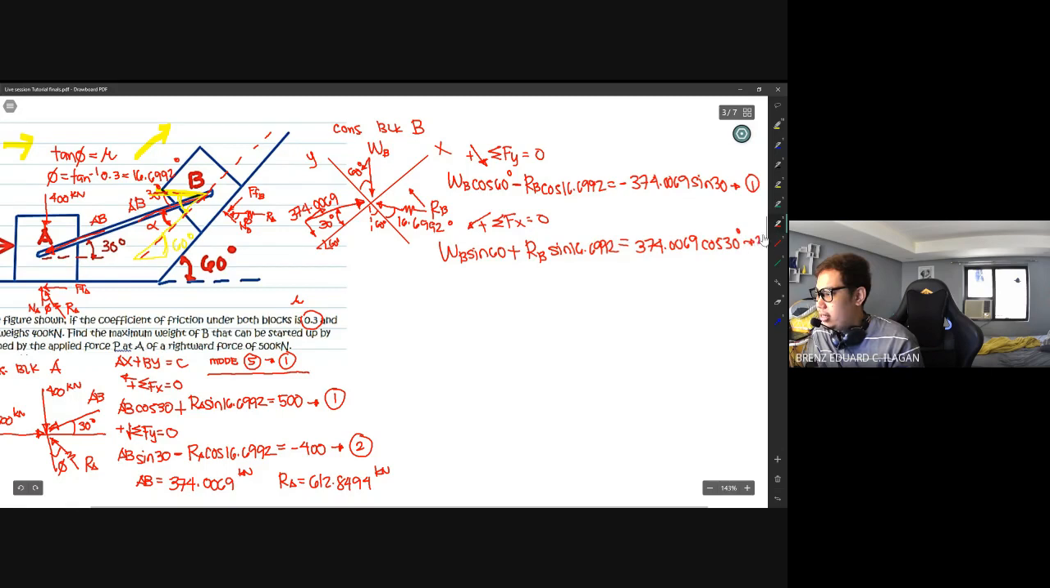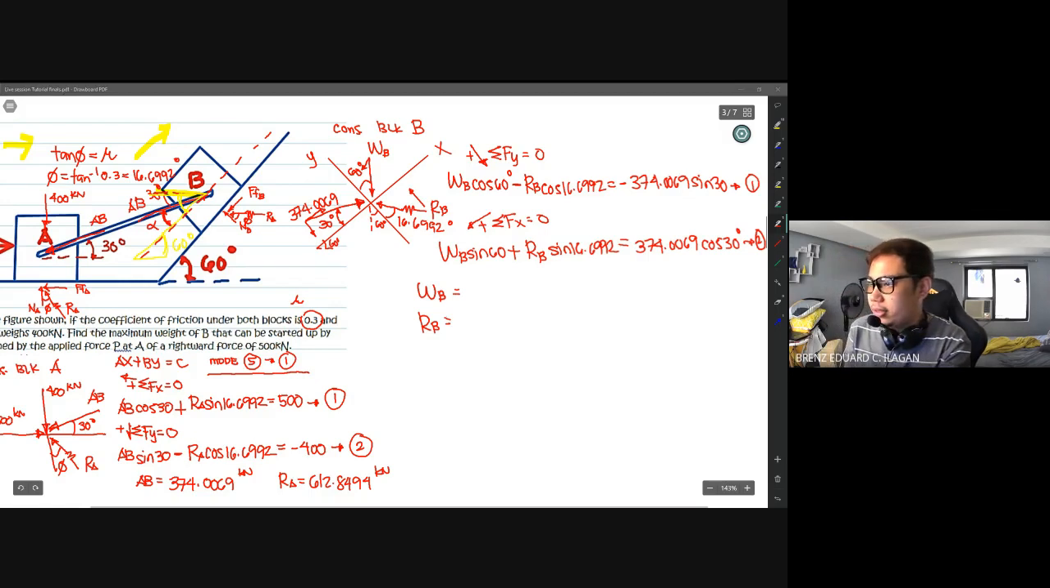Ayan. So, guys, paipindot na lang sa calculator. What will be the value of WB and yung RB? So, kailangan lang naman natin dito is yung weight ng block B talaga. So, what is the answer?